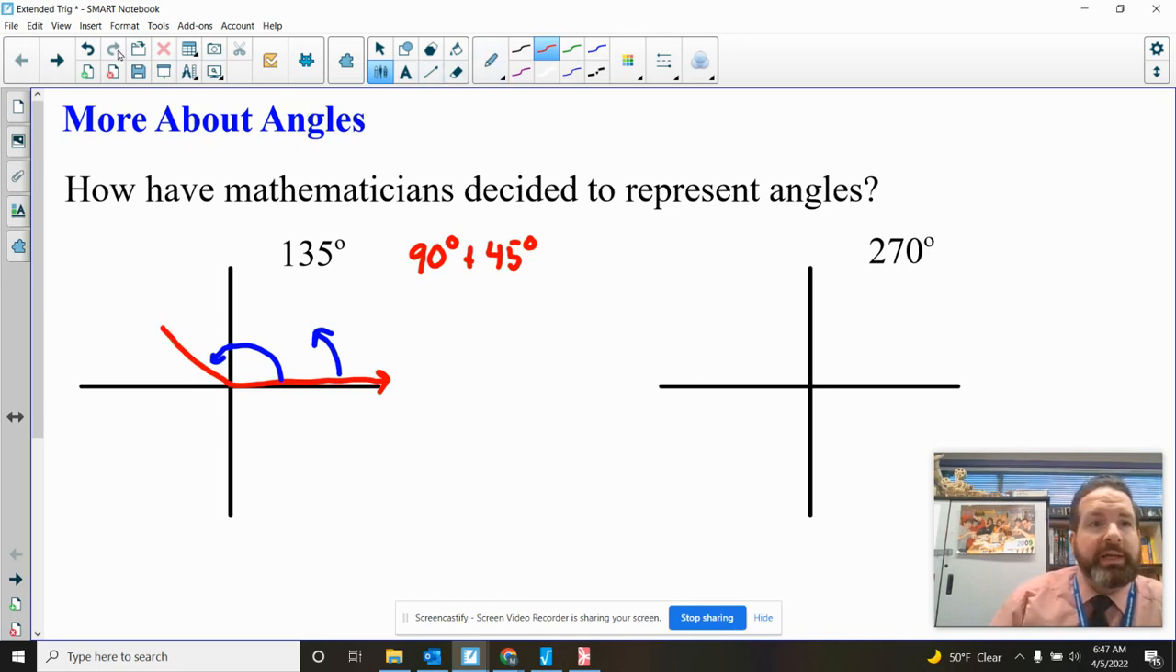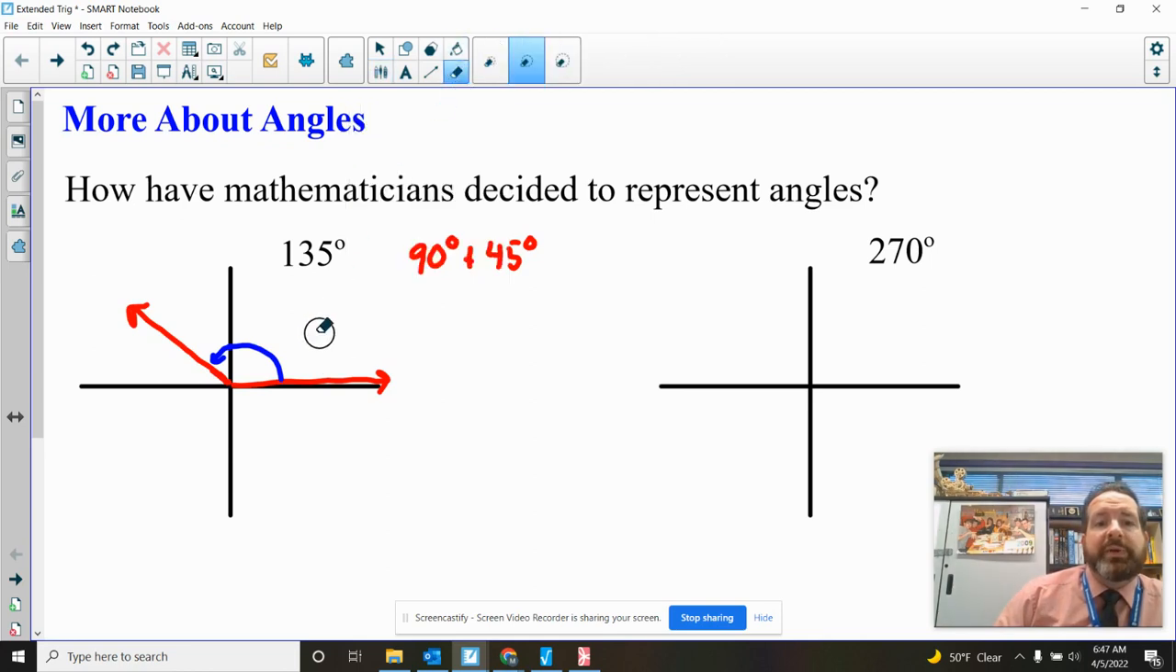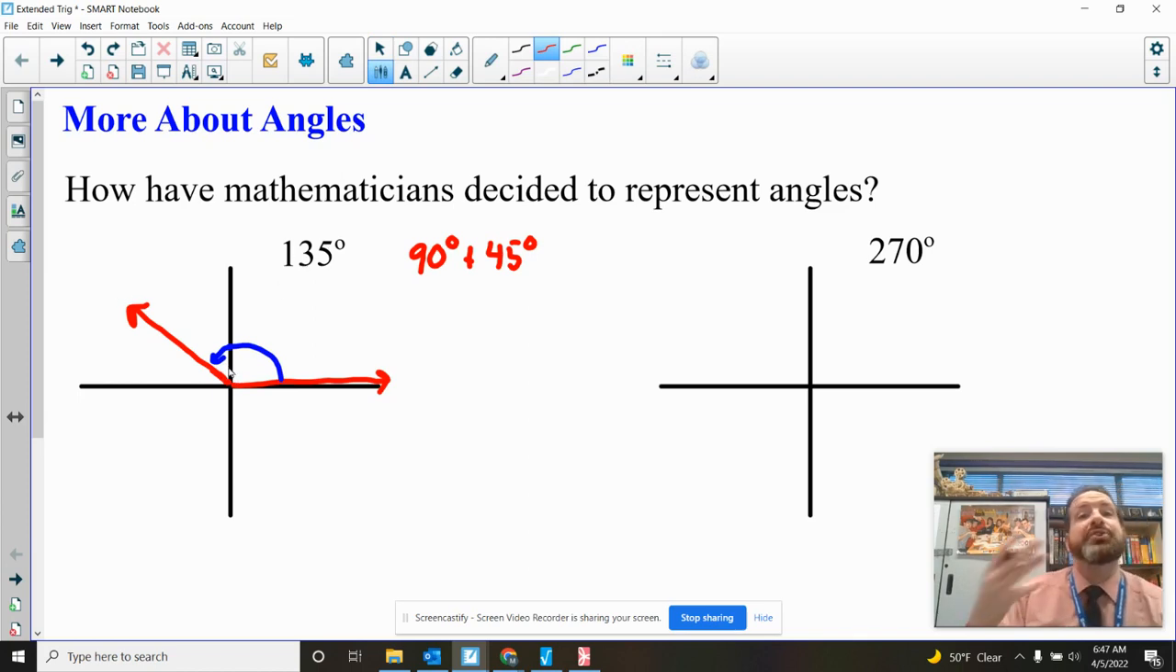And we're going to try drawing that one more time. So it's going to go a little bit like that. The 135 degree angle is actually kind of like a journey. You start on the positive x-axis. You follow the path of this blue arrow until you've gone 135 degrees. That gets you to the terminal side of your angle.